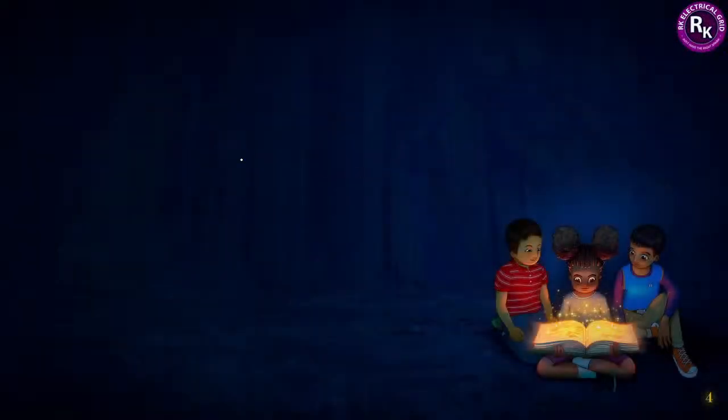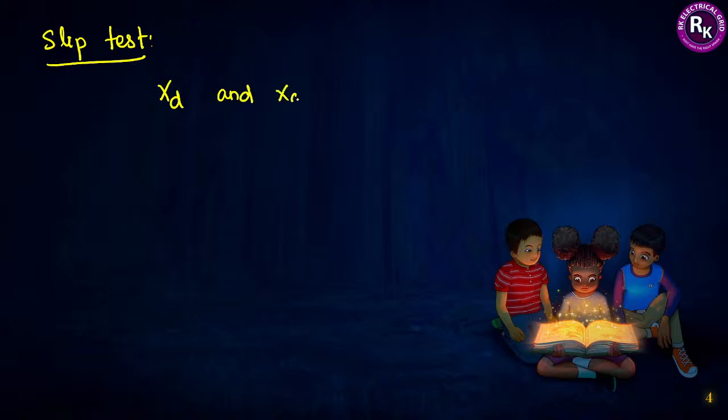Now, let us keep our attention with the next part, that is simply called slip test. With the help of a slip test, basically we are trying to measure the value of direct axis reactance and quadrature axis reactance in case of salient pole synchronous machine. So we are completely talking about salient pole synchronous machine.